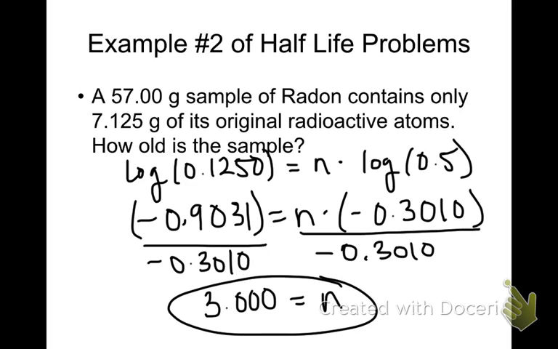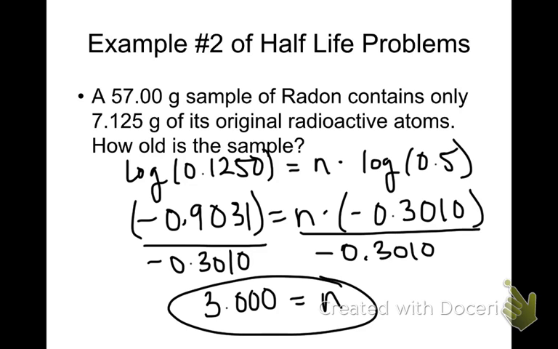We're going to divide each side by the negative 0.3010. So I'm keeping 4 sig figs there. And when I do that, I get n equals 3.000. So remember what n means. That's the number of half-lives that have gone by. So this sample is 3 half-lives in based on the numbers that we've calculated.